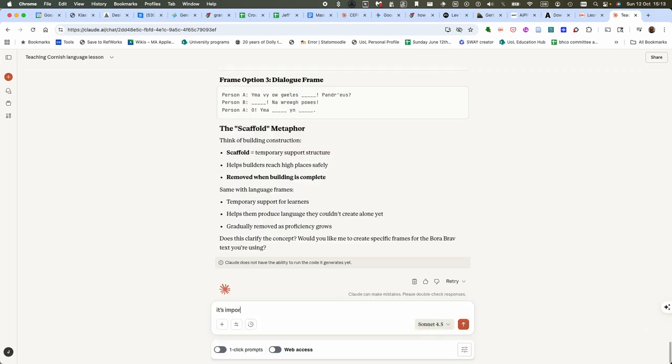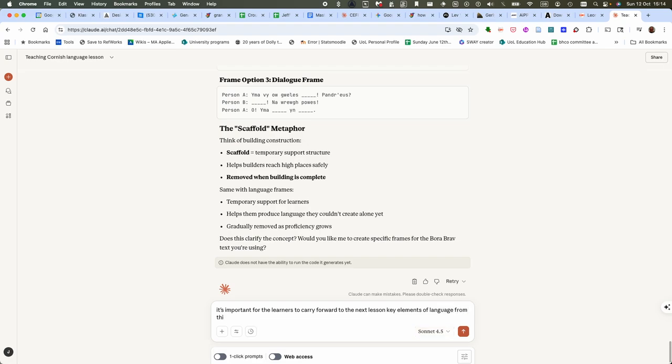It's important for the learners to carry forward to the next lesson key elements of language from this lesson. What can they do on a daily basis at home to help themselves?